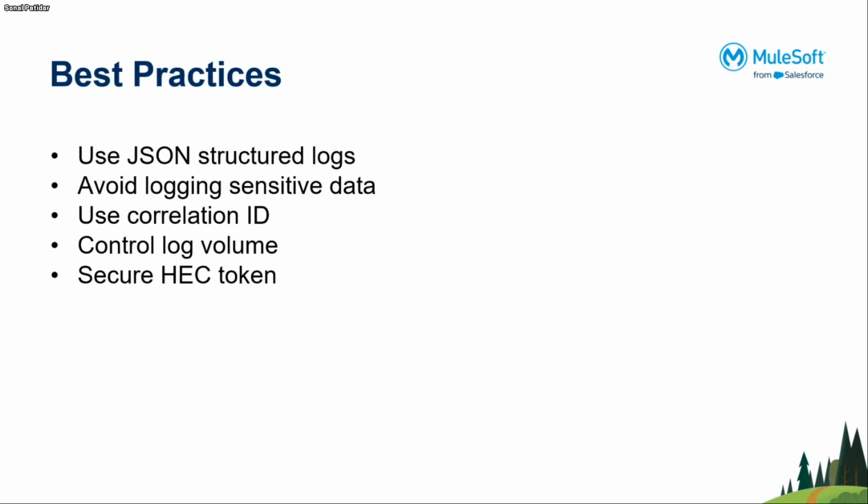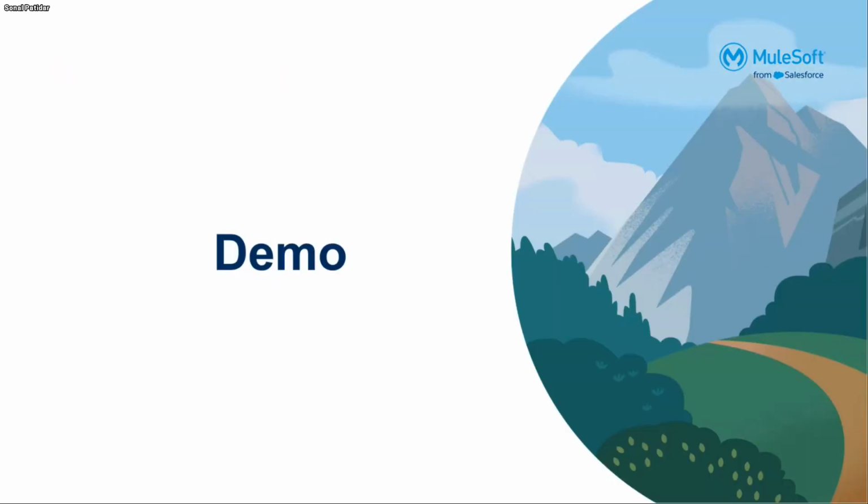And the last one is to secure the HEC token. The HEC token should always be secured. It should not be hard coded in the code or the config files. We should use environment variables or secret management tools to secure the HEC token. Following these best practices ensures that our logging is not just functional, but also secure, efficient, and scalable. So let's start the demo.